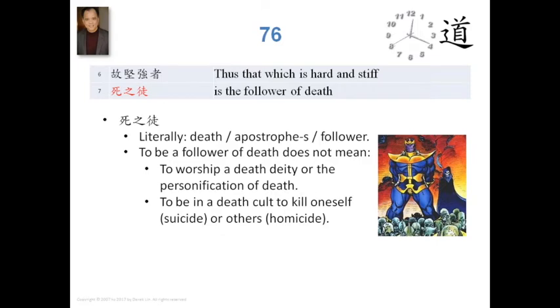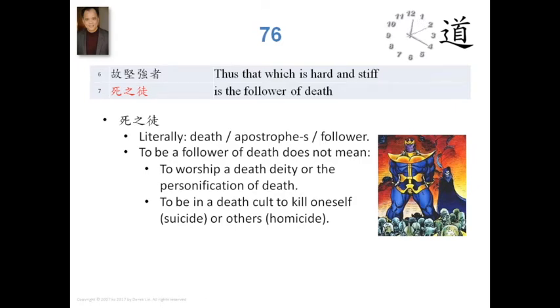So to be a follower of death also does not mean to be in a death cult, like a suicide pact, or a cult to kill people. That's a follower of death? No, that's not what it means here at all. So, to clarify, follower of death has nothing to do with personification of death, a death deity, or worshipping of death in any way that would lead you to kill, either yourself or someone else.